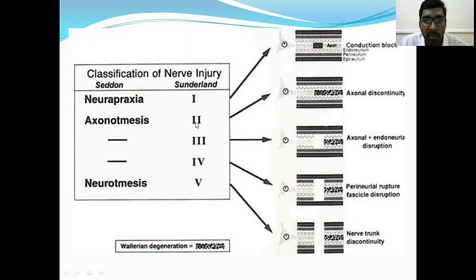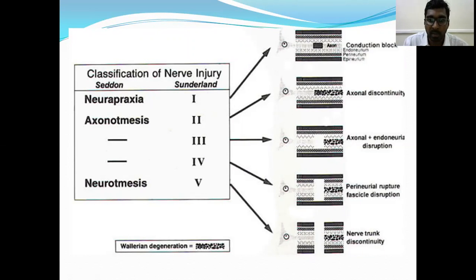In axonotmesis, type 2, axonal discontinuity is present. The surrounding myelin sheath and endoneurium are intact. Types 3, 4, and 5 are components of neurotmesis, with increasing severity. In type 3, you see this axon is disrupted and the endoneurium is disrupted. In type 4, the axon is damaged, the endoneurium is damaged, and the perineurium is also damaged. In type 5, the entire trunk is damaged: the axon, endoneurium, perineurium, and epineurium, meaning the nerve is completely cut into two pieces.